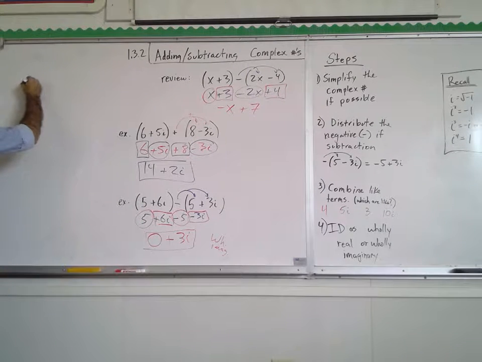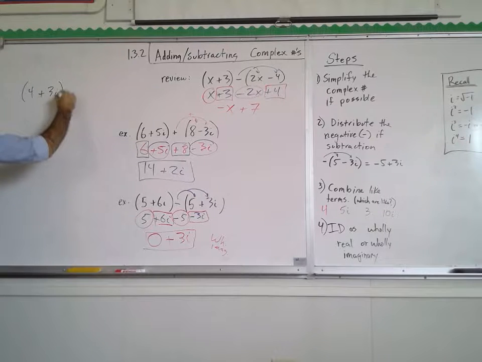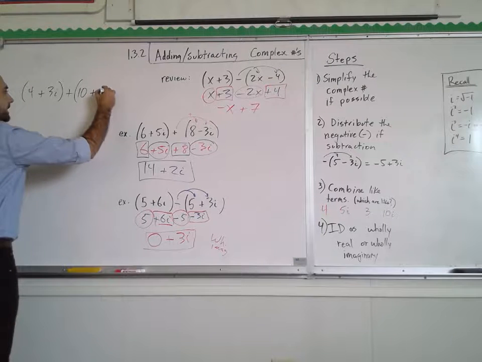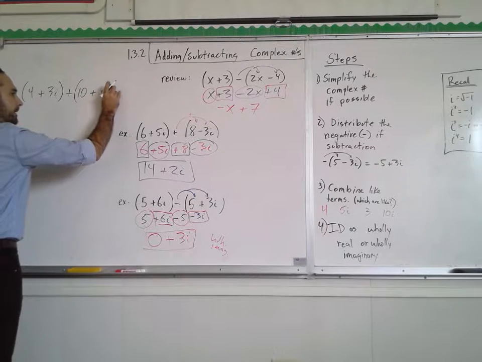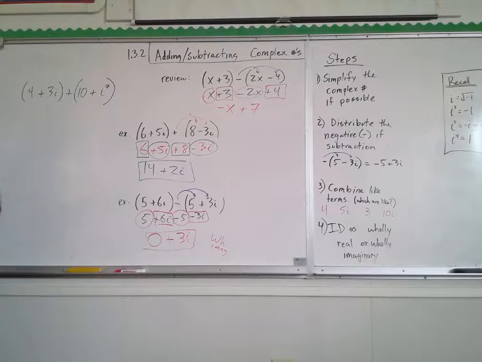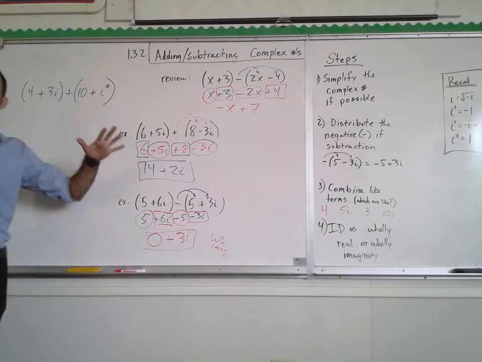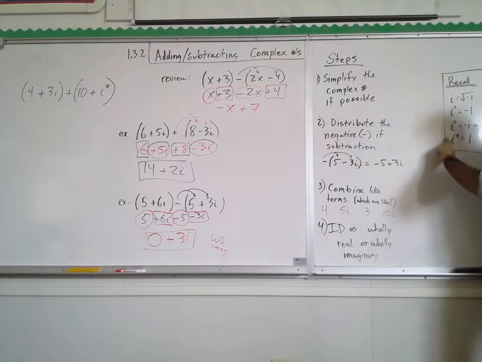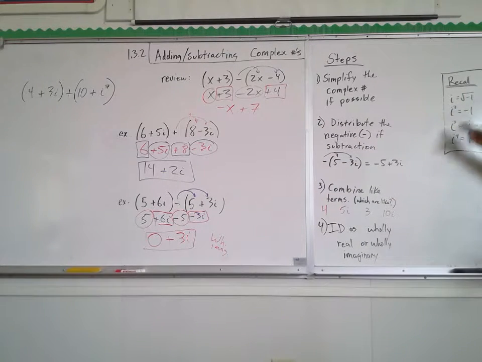So let's go with 4 plus 3i plus 10 plus, let's just go with i to the 7th. The reason we have to simplify it is that i to the 7th, we can convert into one of our standard i values. Remember, these always repeat. You get to 5, you start back at the top with the answers. You get to 9, you can start at the top with the same answer.